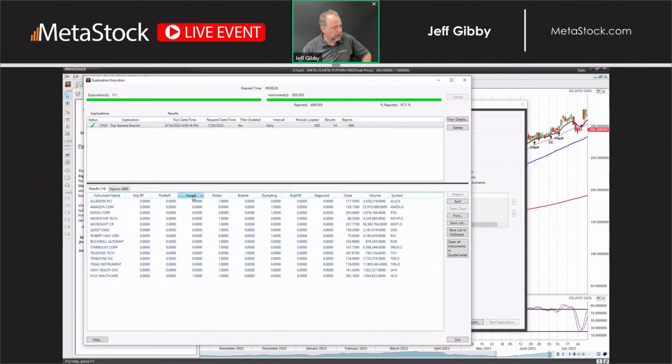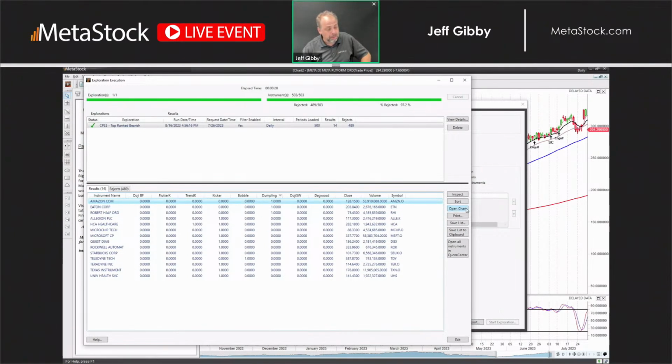We do have a trend kicker. Let me click on this. HCA Healthcare came up with a trend kicker. Here's kicker signals. Okay, we have a bobble pattern here. This would be your dumpling top. Let's look at those. Okay, so right here, out of the S&P 500, if I'm looking for dumpling tops, one of Steve's power signals, Amazon today had a dumpling top. So did Eaton Corporation, so did Robert Half.